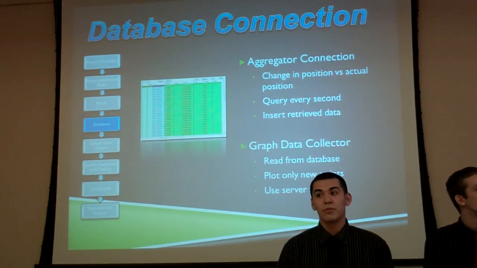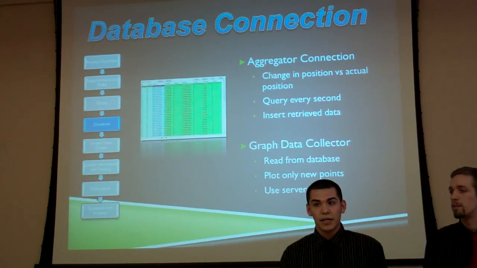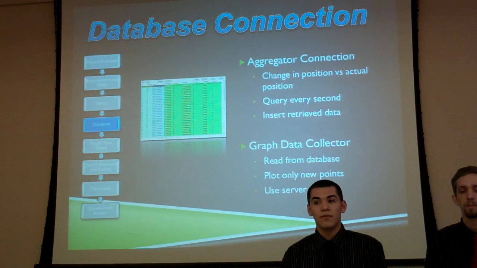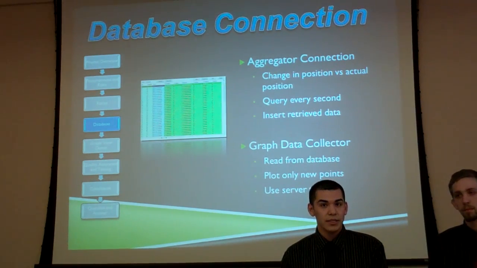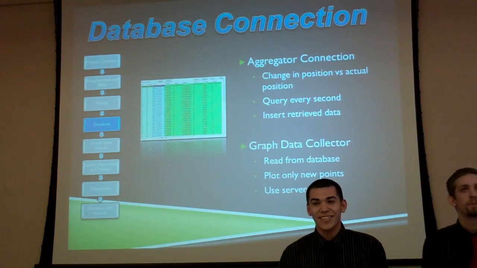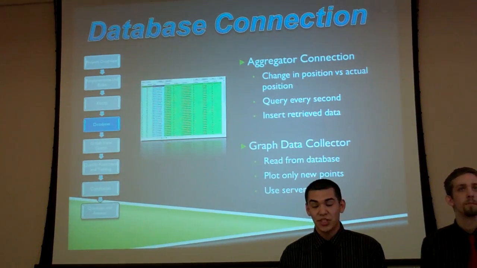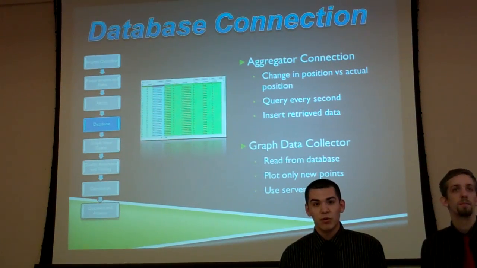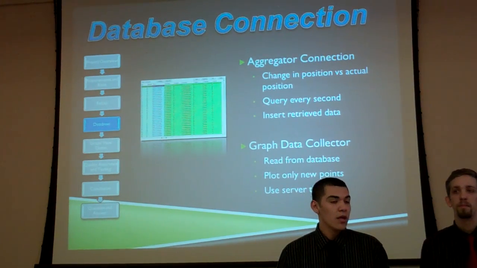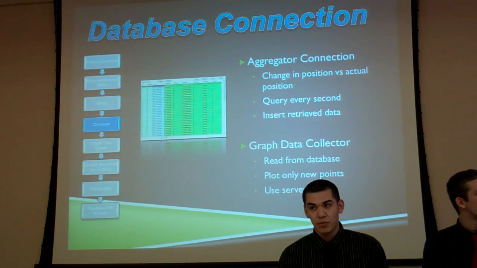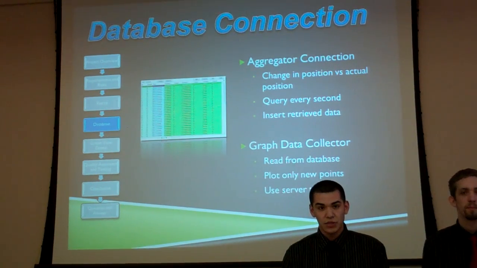So the aggregator, as I mentioned, is an interface that connects to the client server. And during the last development iteration of our project, the client updated this aggregator, which now gives us the station's change in position rather than the actual position of the station. And this change in position is what we actually want to plot on the graphs. We query the aggregator about once every second for new data, and any new data that is returned from the aggregator is inserted into our database.